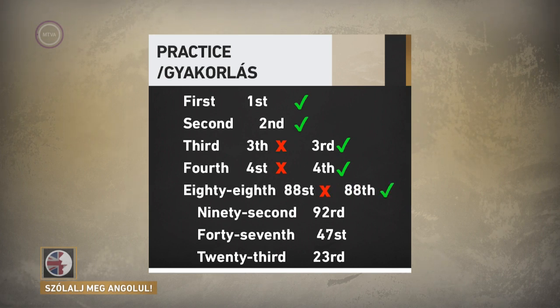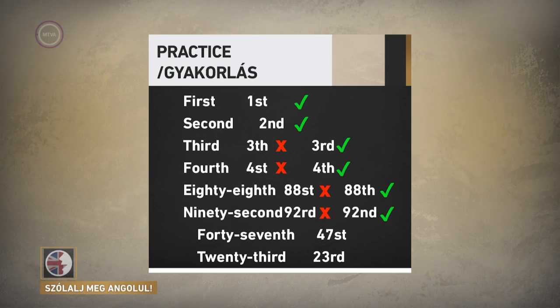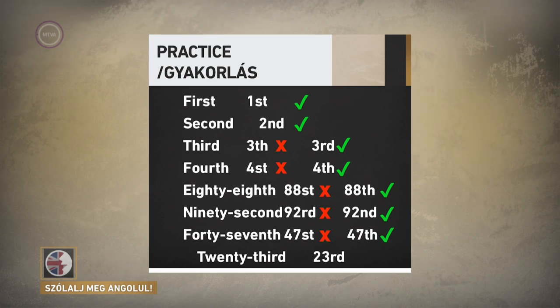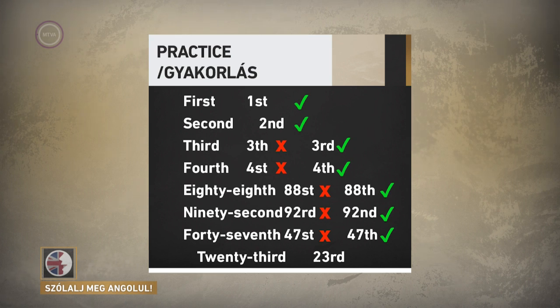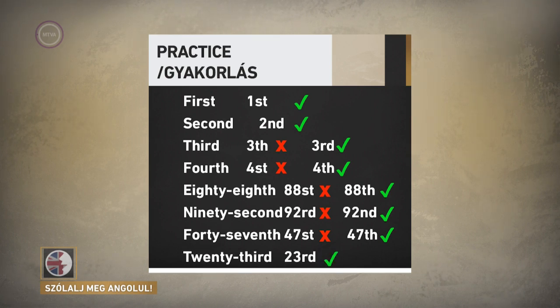Good. And now there's only three left. Okay, so what's the next one? Well, we know that ninety-second ends in ND, so this one is also wrong. It should be 92nd. And the next one? Well, 47th ends in TH, so 47rd is wrong. It should be 47th. Good. And the last one? Well, the last two letters of twenty-third are RD, so 23rd is correct. So, let's see all that again, this time with the correct answers.